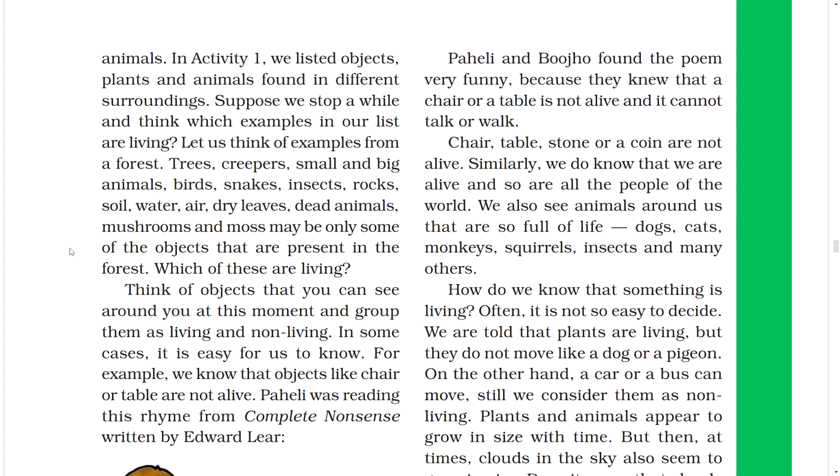Think of objects that you can see around you at this moment and group them as living and non-living. In some cases, it is easy for us to know. For example, we know that objects like chair or table are not alive.